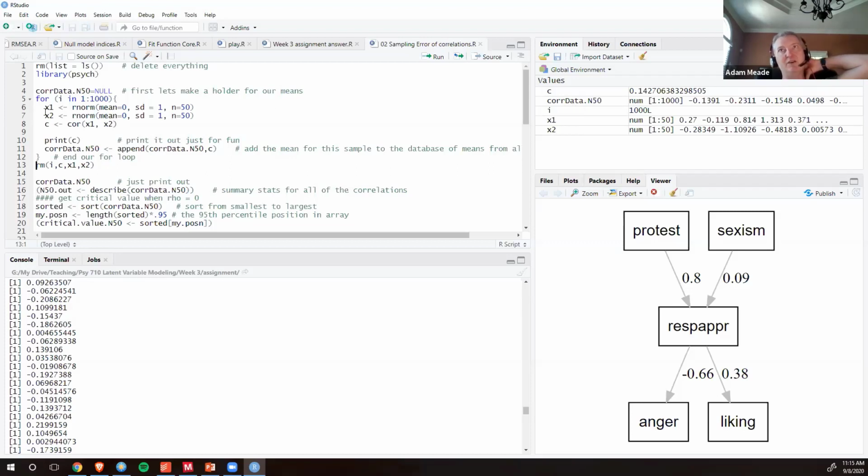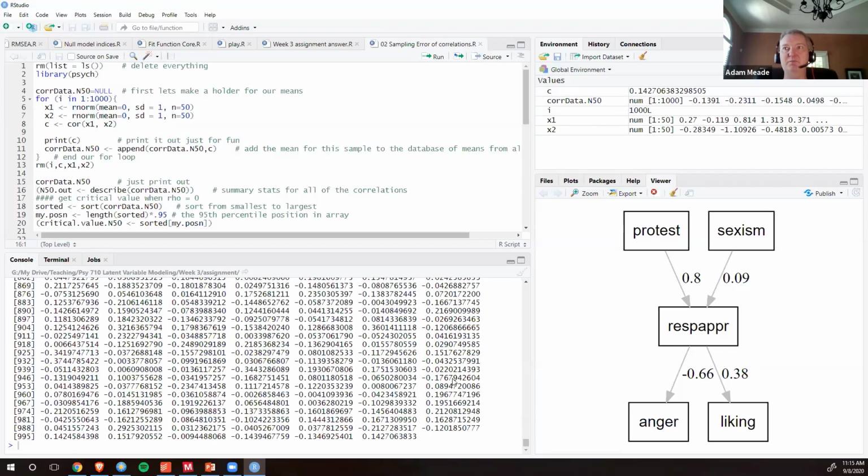So what I've done is 1,000 times in a row, I've done just what I did manually. I made two variables that I know in the population are not correlated. I computed the correlation between them, and I wrote it down and put it in this little list of 1,000 things. Okay, if I print this out, you'll see them. There's all 1,000 correlations I computed.